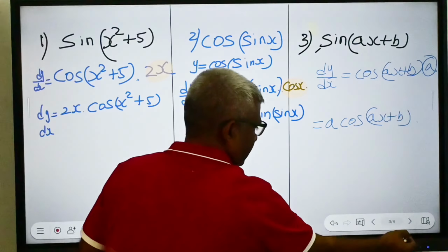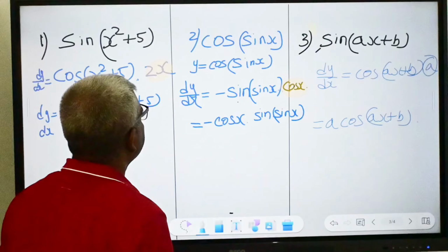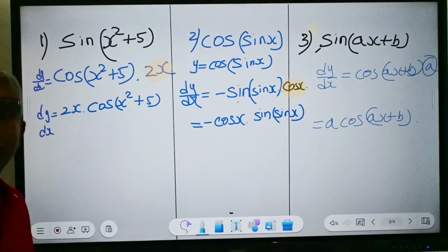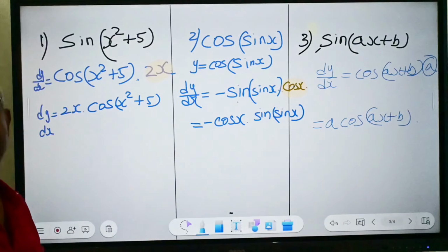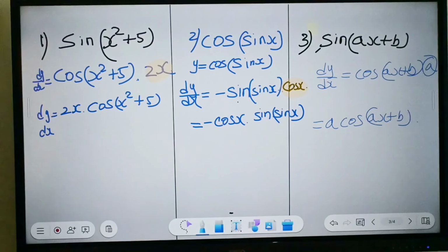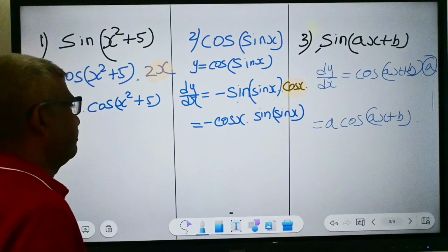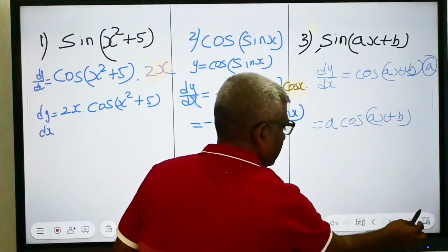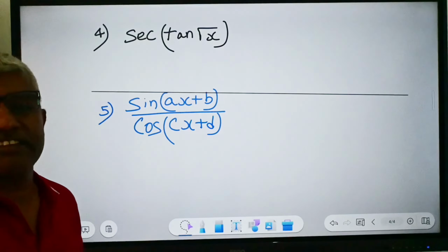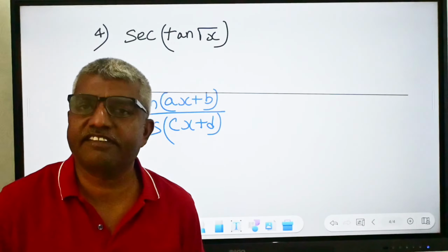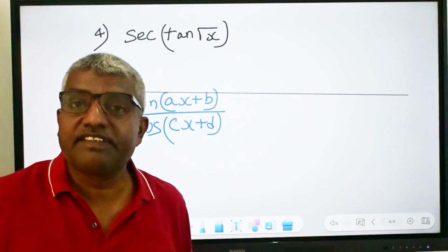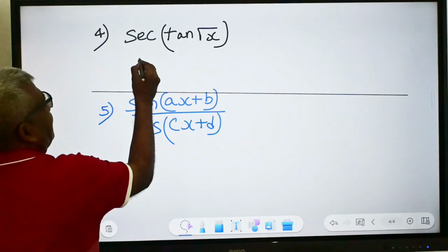Okay. Next, copy down question 1 to 3. Okay. Question 4. Secant x. Secant x, what is the differentiation? Secant x tan x. Now question number 4 is secant of tan root x.